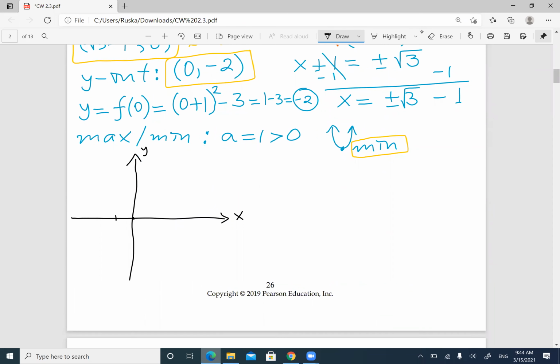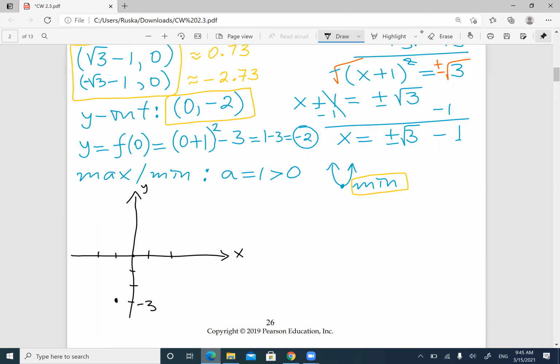Negative 1, and you need to go negative 3. Okay, so this is negative 3 and negative 1. So this is my point. This is my vertex. Okay, then after that, I have to graph all the points I have.